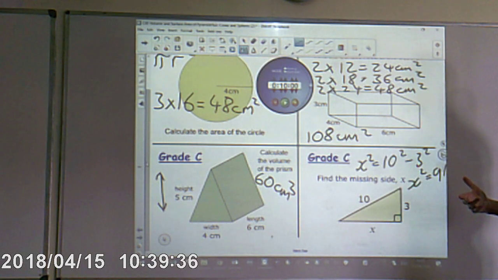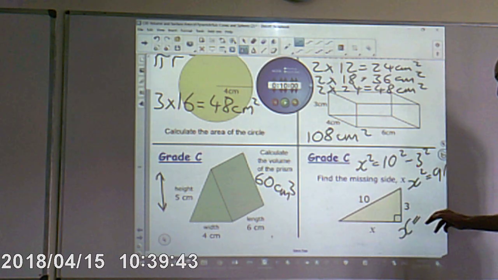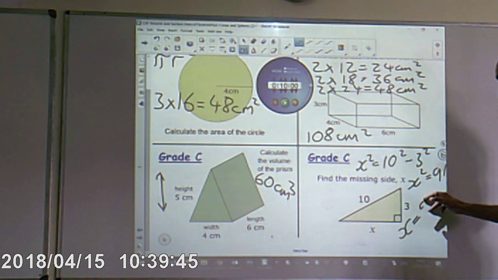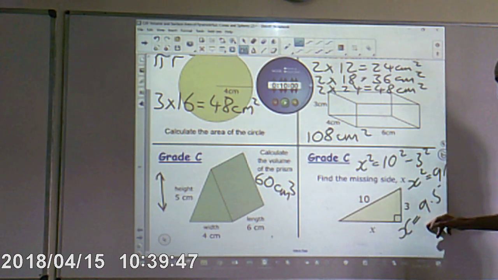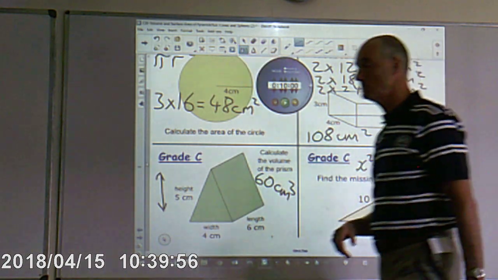It's going to be roughly 9.5. And I think it accurately comes out as about 9.5 centimetres to 1 decimal place, 1 dp. Okay? So that's a quick starter.